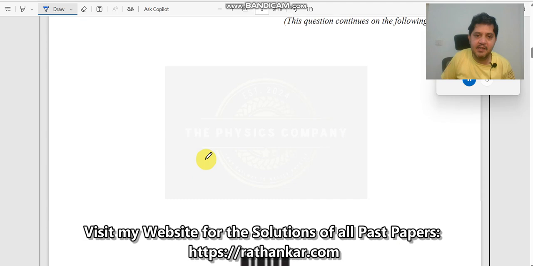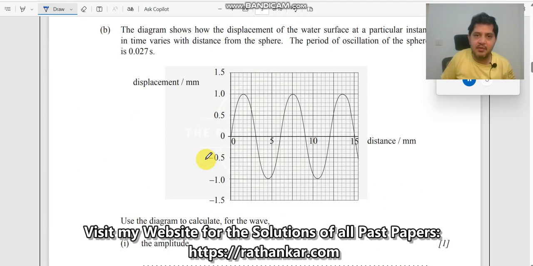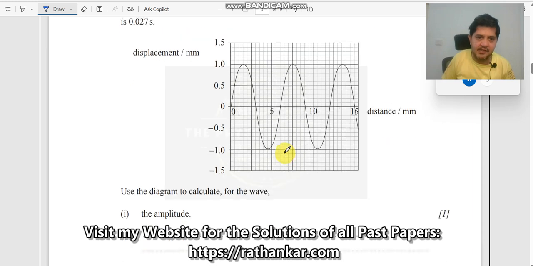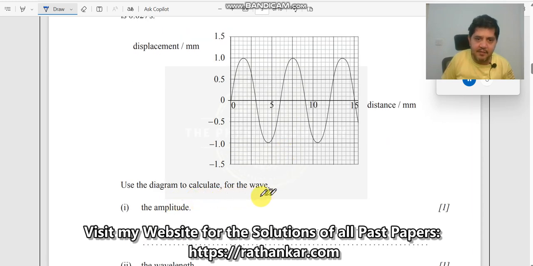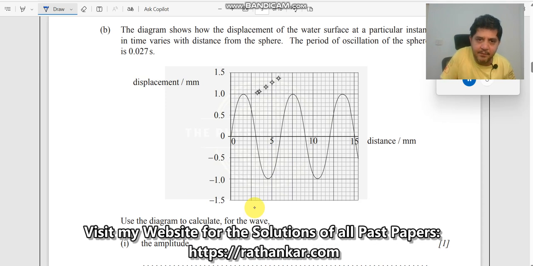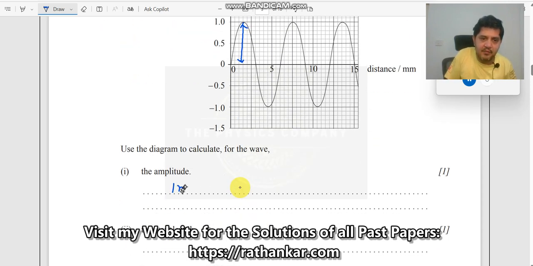Then the second question: the diagram shows how the displacement of the water wave at a particular instant in time varies with distance from the sphere. Here it is distance in millimeters, and this is displacement in millimeters. This gives you the amplitude, and using this you can find out the wavelength. Use the diagram to calculate the amplitude for the wave. This will be your amplitude, which is 1 millimeter. Very, very easy question. So you can just write amplitude is 1 millimeter.